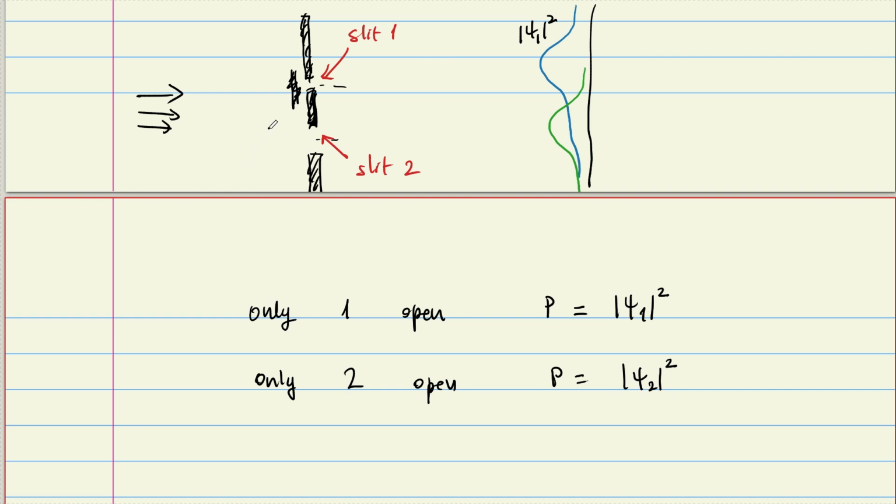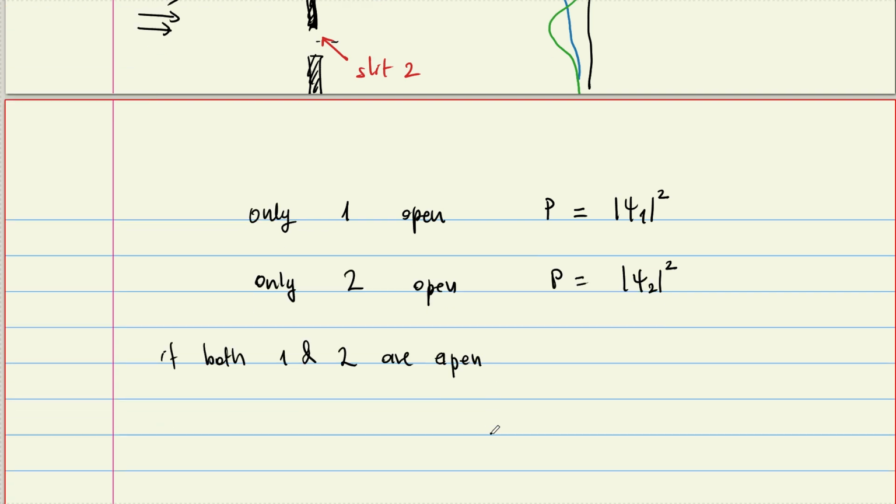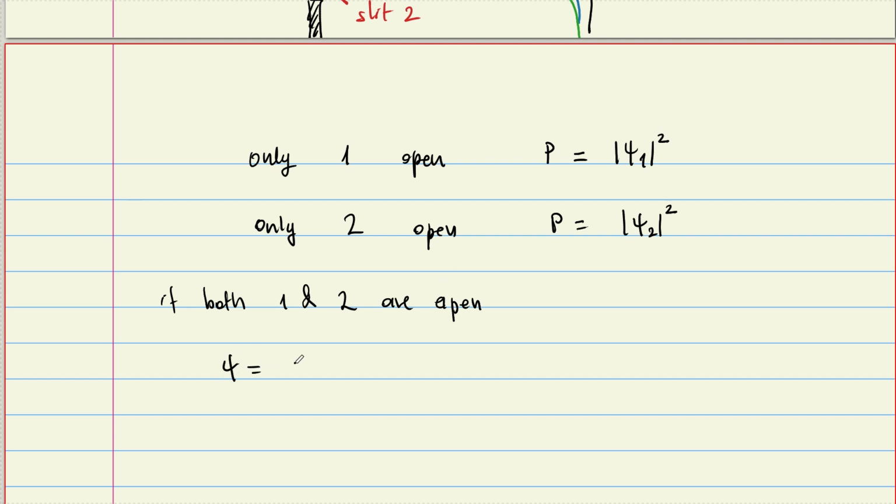And finally, I open both of them. If both 1 and 2 are open, what do we have? The wave function is psi equal to psi 1 plus psi 2, and the probability is the absolute value of psi squared. And this is going to be psi 1 star plus psi 2 star, times psi 1 plus psi 2.